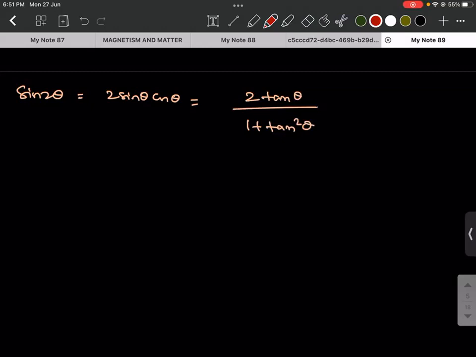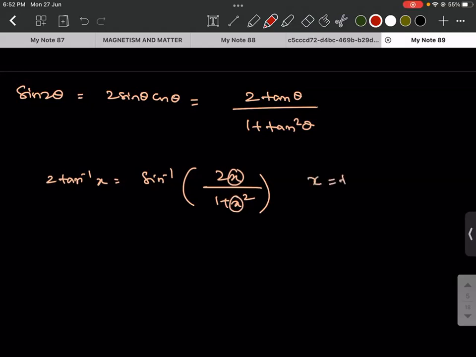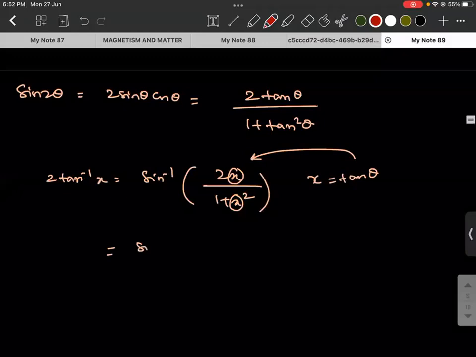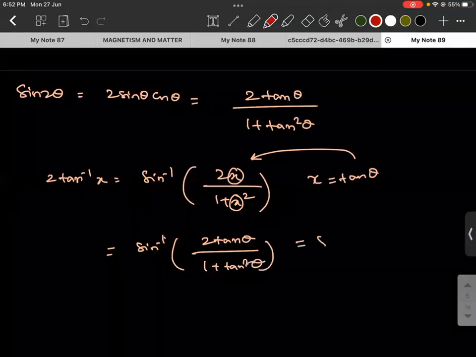If you observe the question, prove that 2 tan inverse x is equal to sin inverse of 2x by 1 plus x square. In the place of x, what are we supposed to substitute? If you put x equal to tan theta, then it is sin inverse of 2 tan theta divided by 1 plus tan square theta. So sin inverse of sin 2 theta, which is 2 theta. But what is theta? If x is tan theta, theta is tan inverse of x.